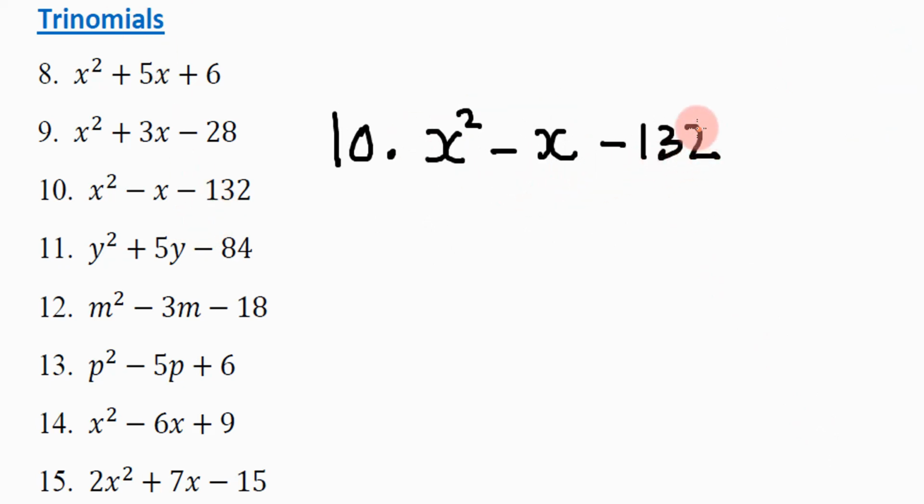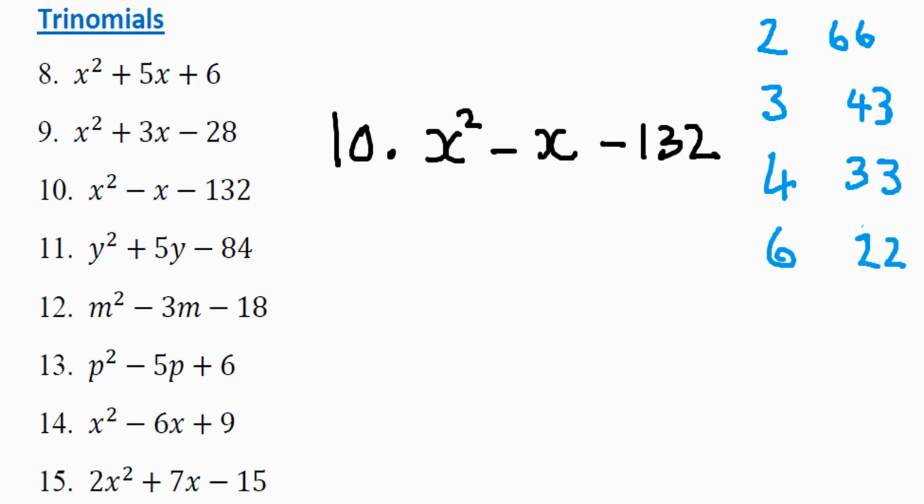We start by writing down all the factors of the constant term. In other words, the term without an x in it. And here you can use your calculator. The factors are 2 and 66, 3 and 43, 4 and 33, 6 and 22, and 11 and 12. We need to see which set of factors, when we either add or subtract them, gives us a middle term of negative 1x. In other words, we want negative 1 here.